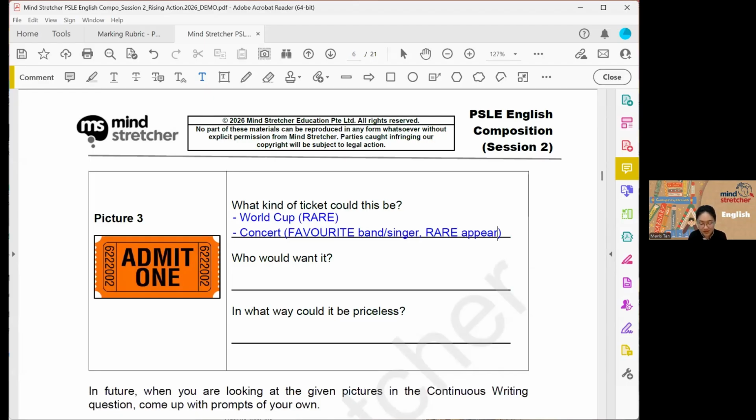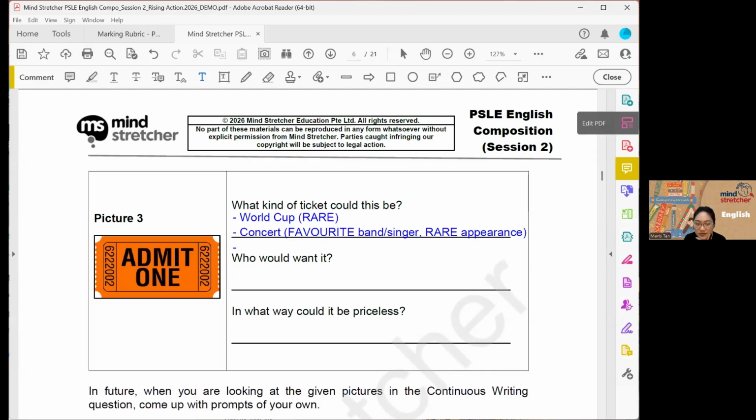Okay, a rare appearance, they haven't visited your country before. Yes. What else? Train ticket from the past. That's very interesting. So it's going to be a flashback sort of story.